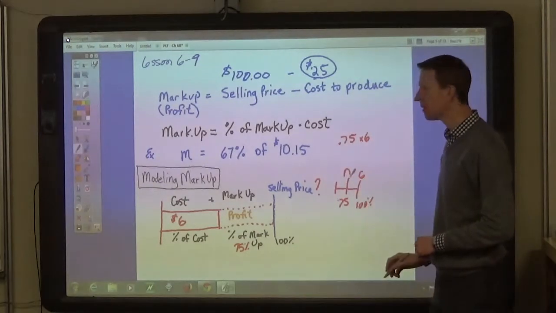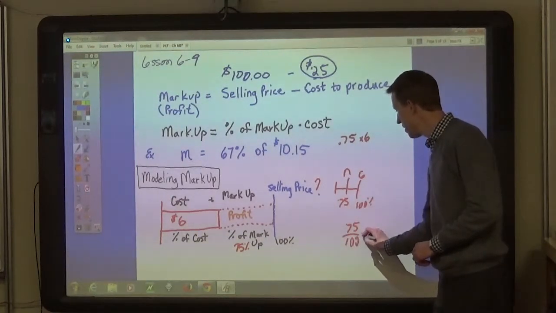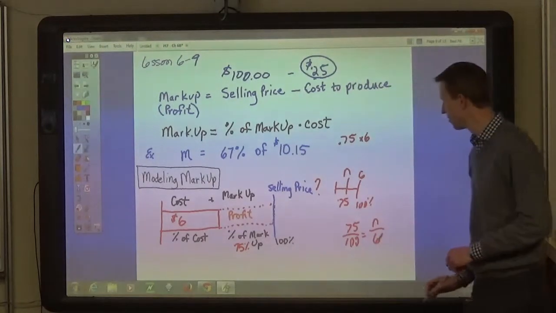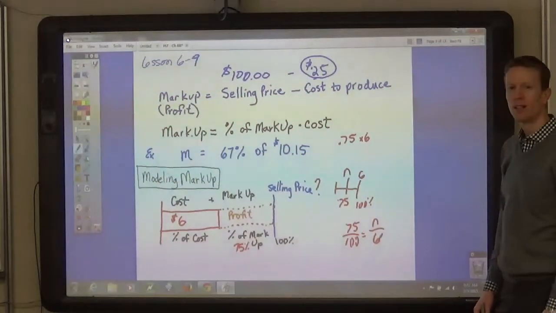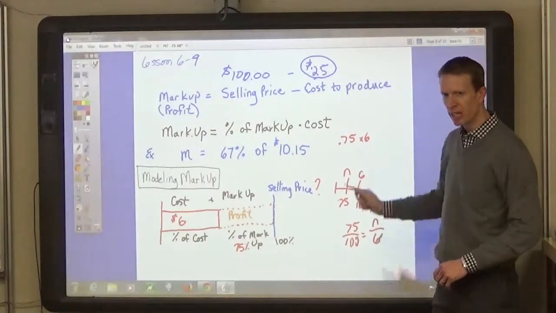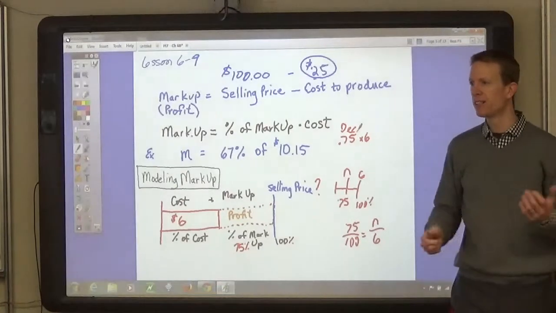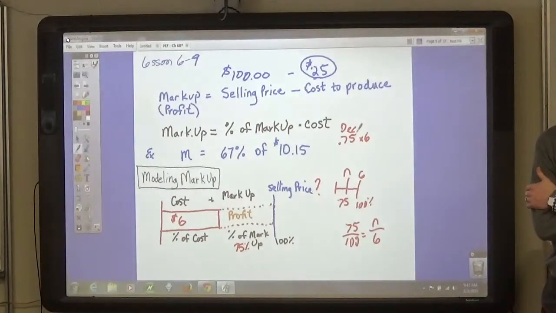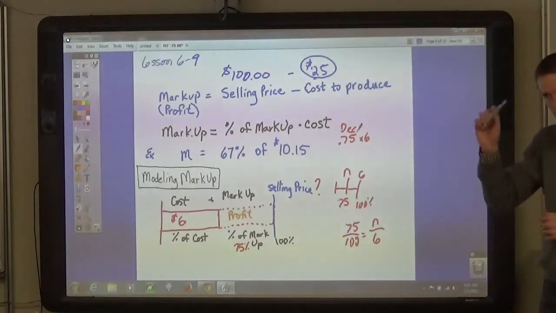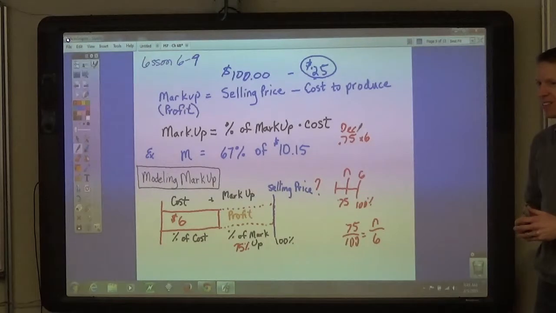Or set it up as a proportion. 75 out of 100 is equal to n out of 6. And then cross multiply and divide. So anytime you're finding a percent of a number, remember those percent equations we worked on a couple lessons ago? You can use the decimal form. 75% is what as a decimal? 0.75, right? Move the decimal place 2 places back. Or divide the number by what? To move the decimal point 2 places back, divide the number by 100. Okay?